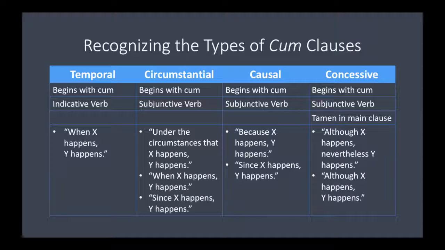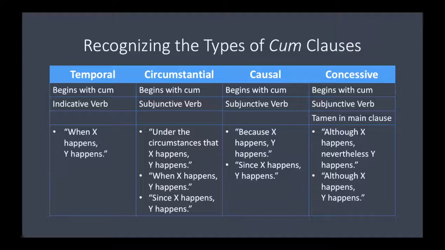Of the four cum clauses, only the temporal clause has a subordinate indicative verb. The other three clauses, the circumstantial, causal, and concessive, all nicely starting with C, have a subordinate subjunctive verb. So, if your cum clause has an indicative verb, translate it according to the pattern: when X happens, Y happens.